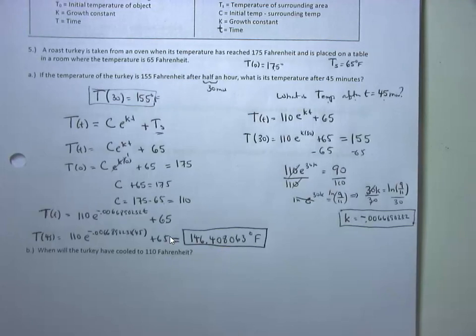So after the bird is sitting there cooling on the kitchen table, after 45 minutes, the bird is now 145 degrees. That's that center temperature. Does that make sense? Did I lose you guys anywhere?